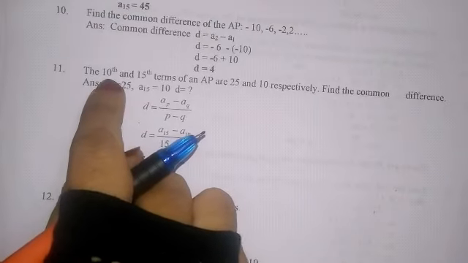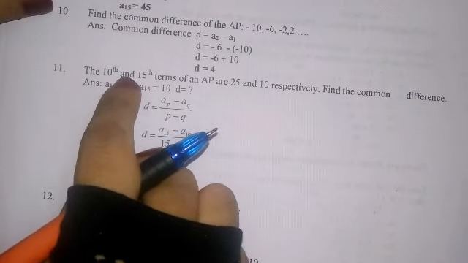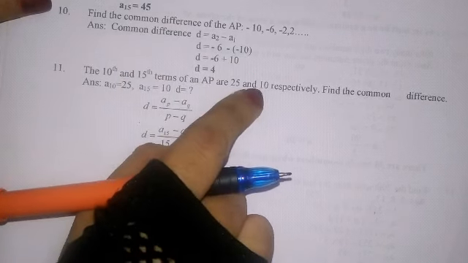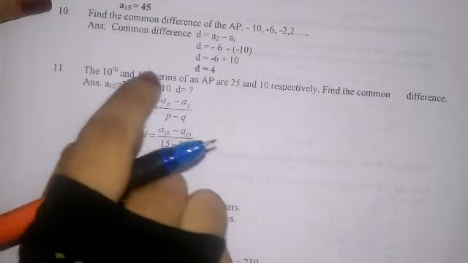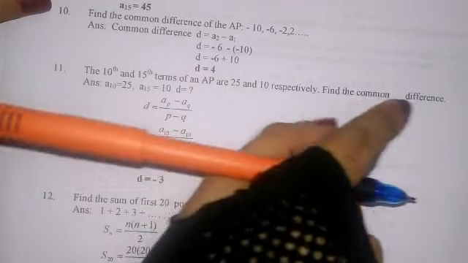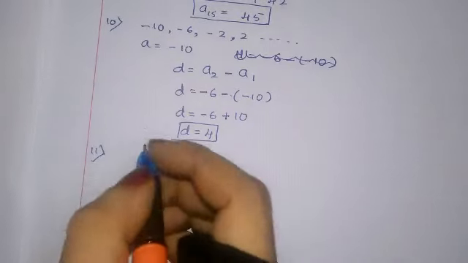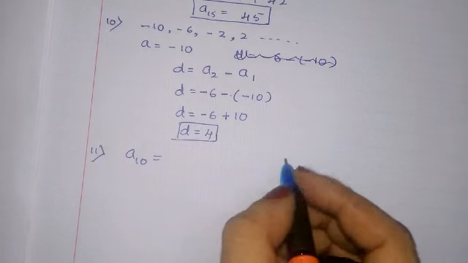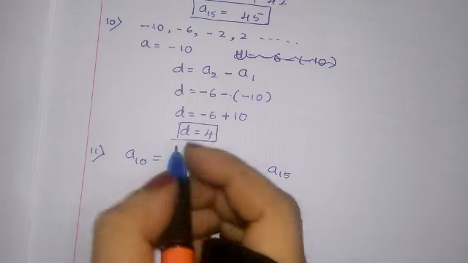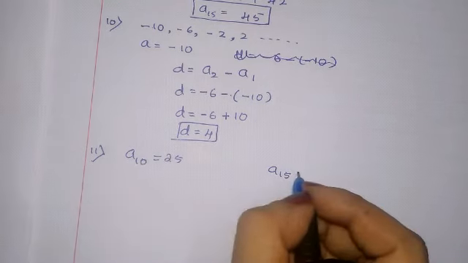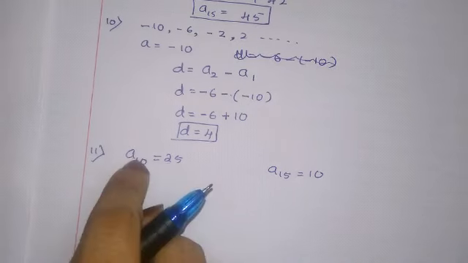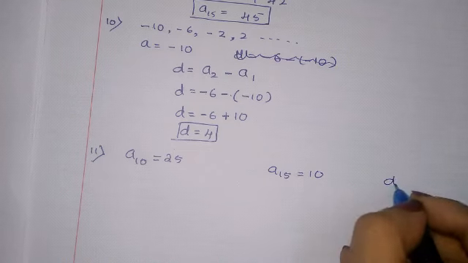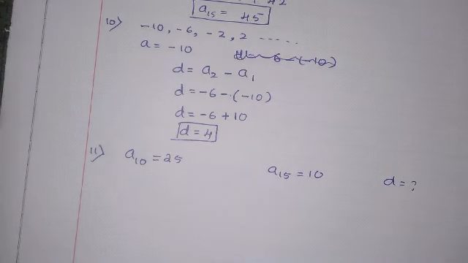The 10th. Properly see the question. The 10th and 15th term of AP are 25 and 10. 10th is 25, 15th is 10. Find the common difference. What they have told: the 10th and 15th term are 25 and 10 respectively. That means 10th term is 25 and 15th term is 10. Find the common difference.